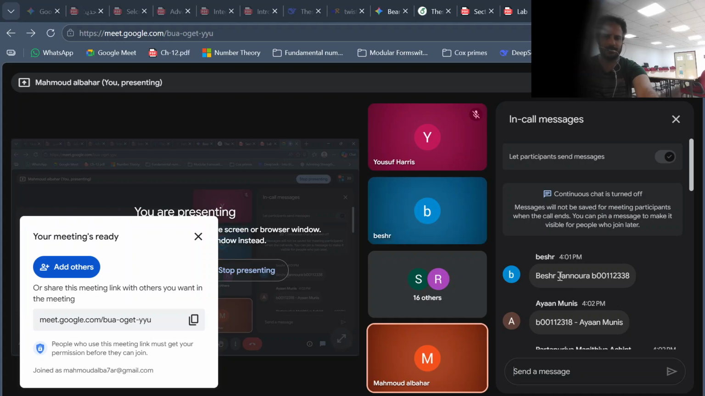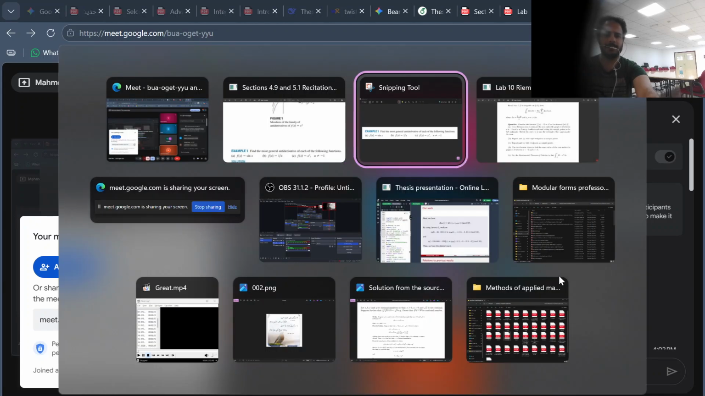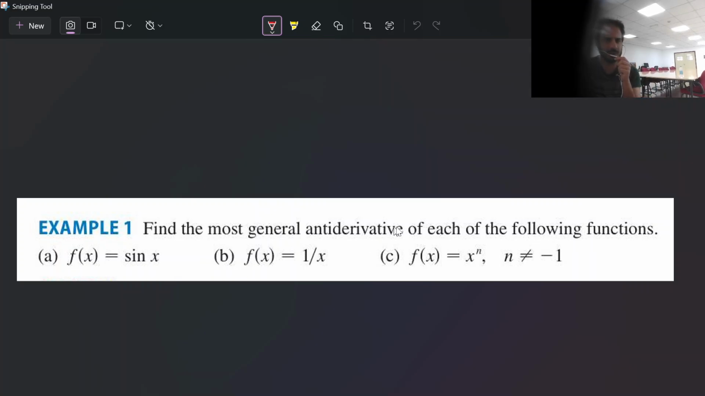Hi, Professor. Yeah, please help me with solving this. Find the most general antiderivative of each of the following functions. Help me with part A. What do you think? The antiderivative of sine x. What's the function that when you differentiate it, you get sine?